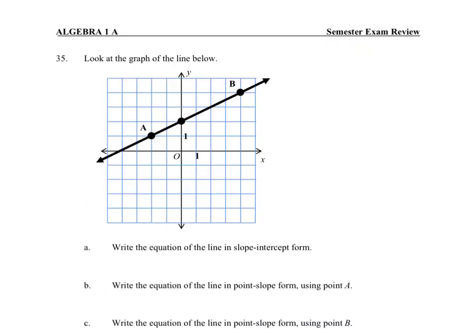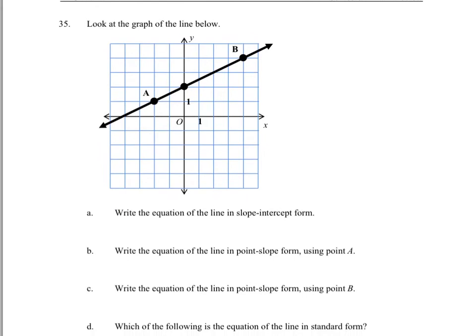Question 35. Look at the graph of the line below. Part A wants you to write the equation of the line in slope-intercept form. So remember, you were given those formulas at the beginning of the exam review packet. Slope-intercept form is y equals mx plus b. We've got to figure out two things here. We need to figure out what m is, and we need to figure out what b is. M stands for slope, b stands for y-intercept.